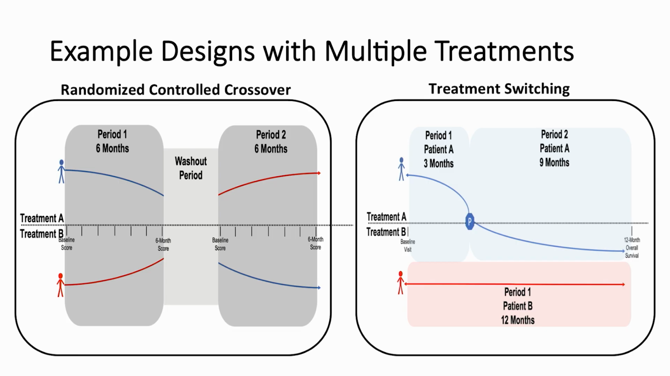Why we do this, when we do this, and some key considerations that we want to think about when we're doing it. In particular, I'm going to talk about two types of designs. The first is the one you probably think about most when you think about multiple treatments within the same subject, and that's a randomized controlled crossover design. The second is often called treatment switching to differentiate it from a randomized controlled crossover design. And it's when an individual is allowed to switch or cross over based on a period of progression or non-response.